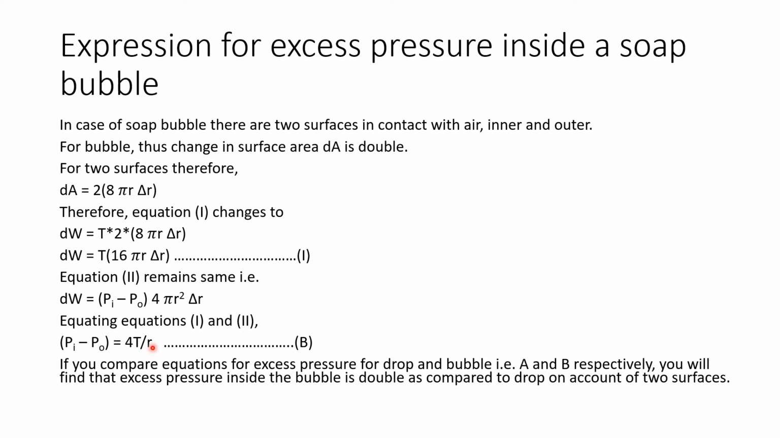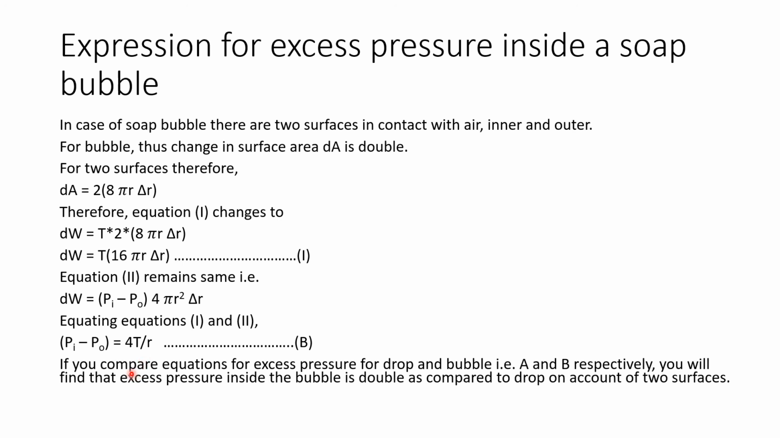Now it is exactly double the excess pressure inside the liquid drop, again due to what? Due to the two surfaces. The soap bubble is having two surfaces in contact with the air, and the liquid drop is having only one surface, and that is why the excess pressure inside a soap bubble is twice the excess pressure inside the liquid drop.